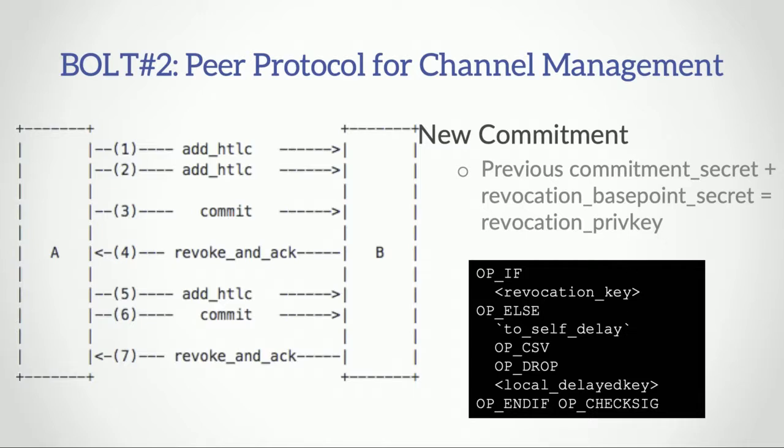So if an older state is broadcasted, I don't know if you guys can see this piece of script right here, but this is basically the code that governs the smart contract. It says that if someone has the revocation key, then they can seize the funds that are in that transaction. And the revocation key for a previous commit is shared each time a new commit is added.